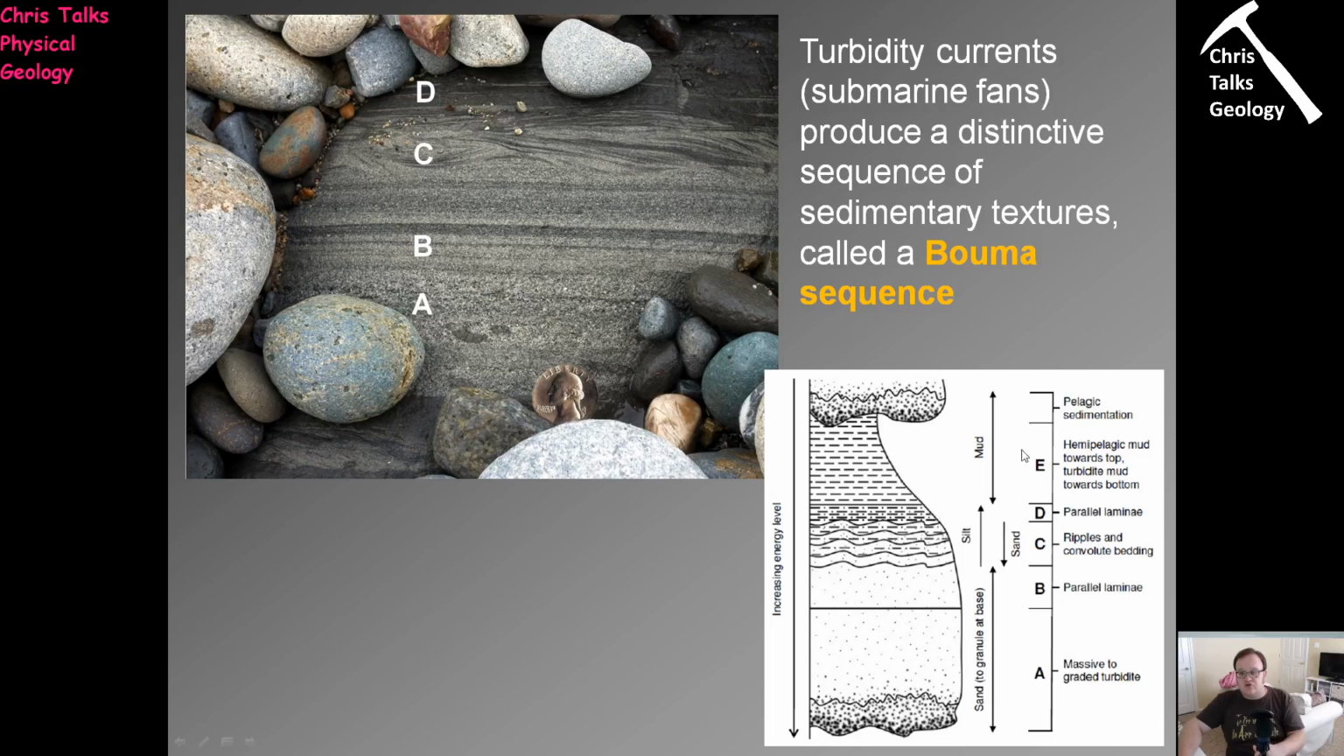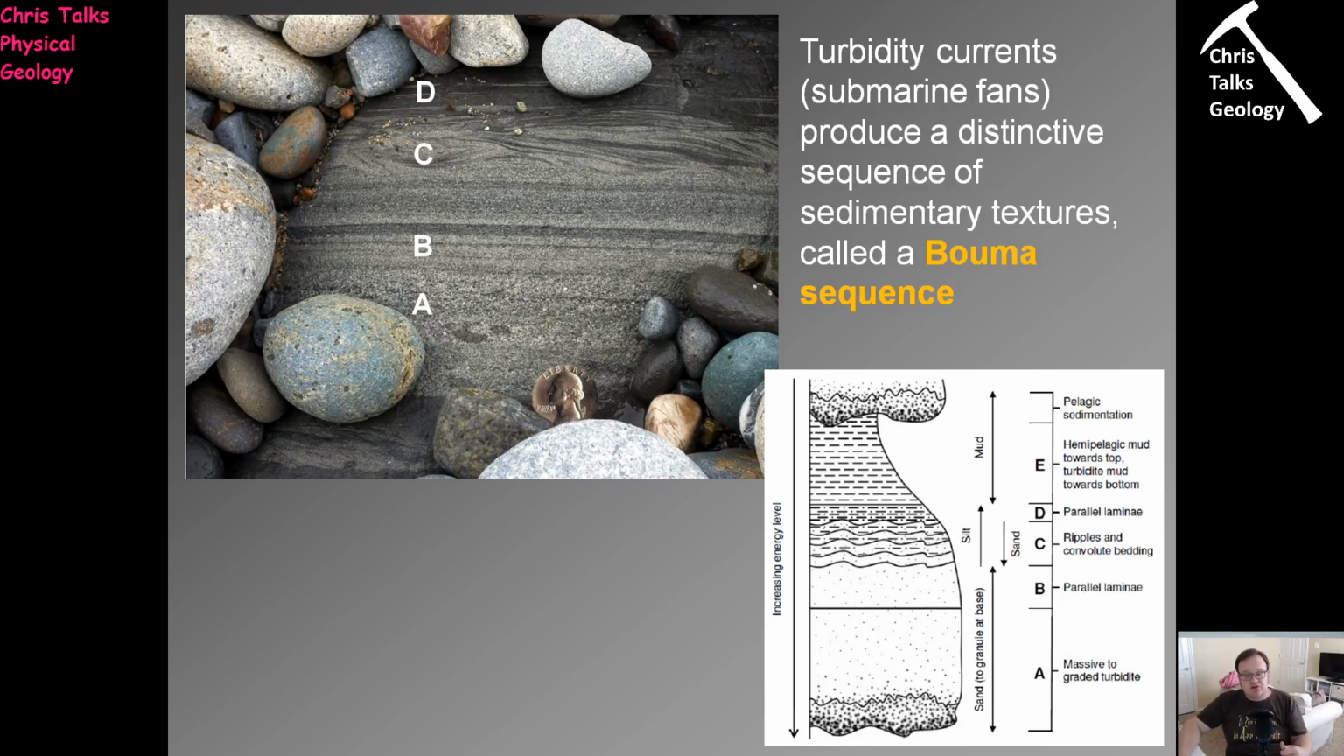And then finally it will drop layer E. Layer E is made of clay particles, so the finest of all the material, and once again it can show laminations, or sometimes it will just dump them all in one go as a big massive layer without structure.